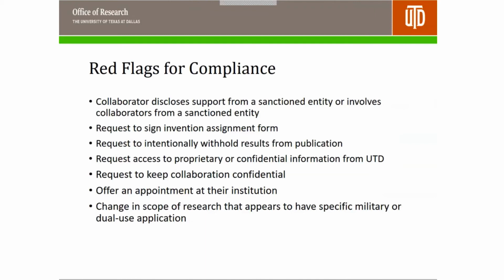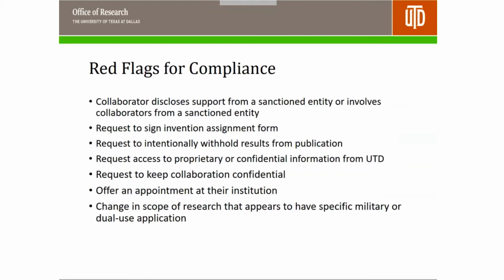And so if that changes, if your understanding at the beginning was, hey, we're going to publish, but then they change their mind, that change would potentially remove the fundamental research exclusion from this project, because now one party doesn't intend to publish the results of the effort.